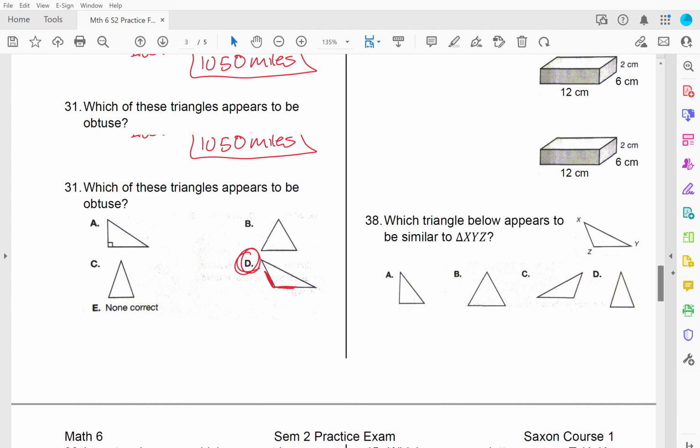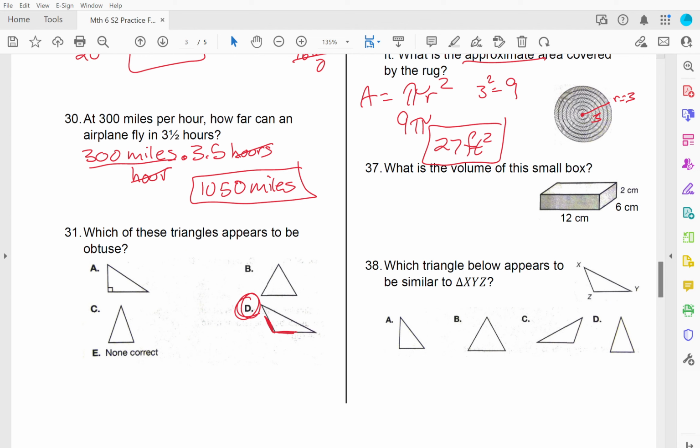Oops, too far. Volume, area of the base, which is 12 times 6, times the height, which is 2. This ends up giving me 12 times 12, which is 144 centimeters. Volume, so cubed. 144 centimeters cubed. 12 times 12.